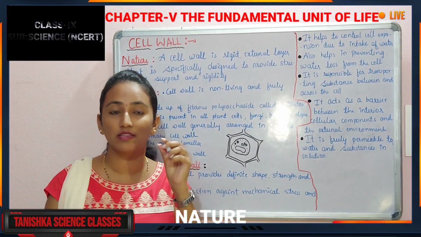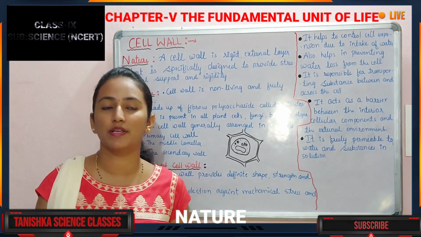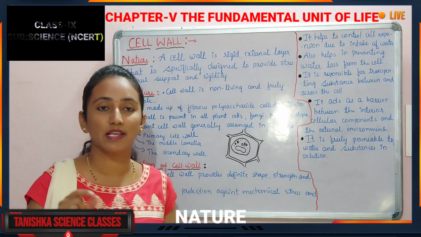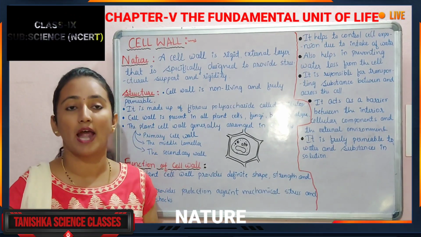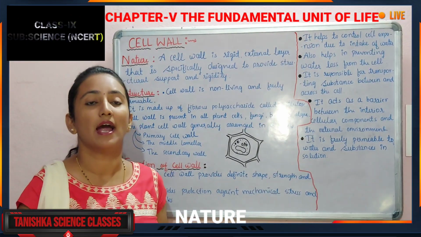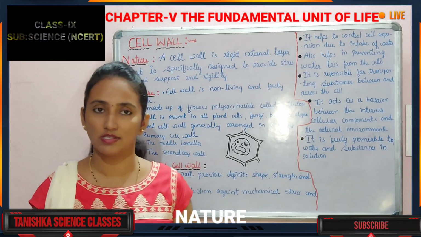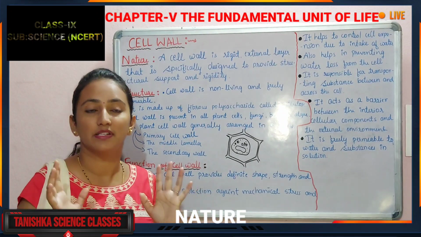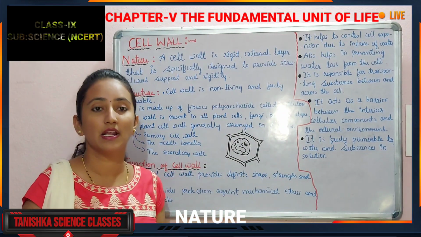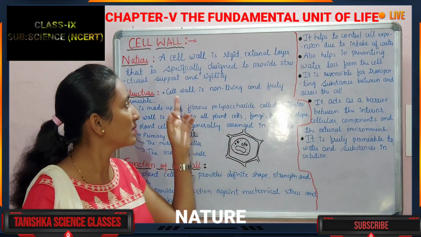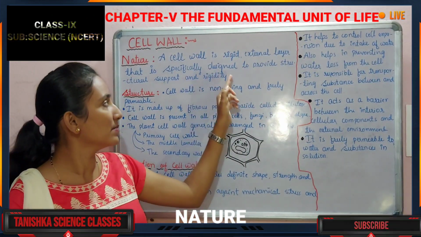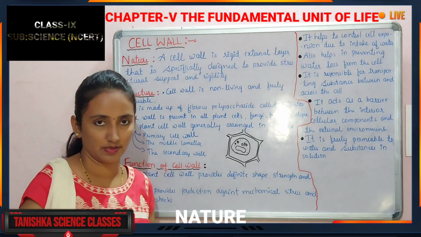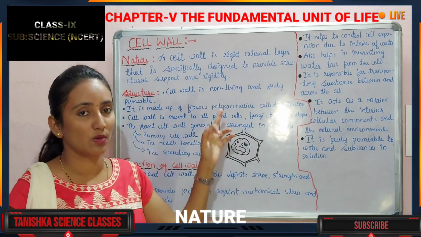The cell wall is a thick layer which is present as the outermost layer of the cell, on the outer side of the cell. It is rigid in nature and very strong, and it gives strength to the cell. Is it right? So how is it in nature? I have told you, it is rigid, the toughest external layer, designed specifically to provide structural support and rigidity. So this is about the cell wall's nature.